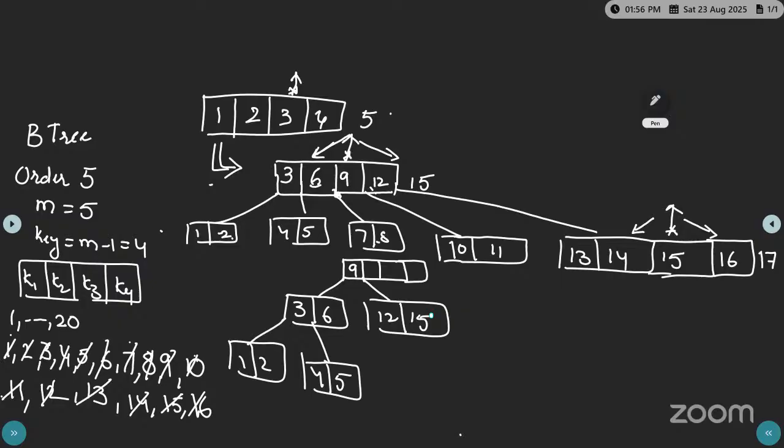Tell me where we can insert 7 and 8. Right side of 6. Always on the left side of 9. So right side of 6: 7 and 8. 10 and 11: left side of 12.